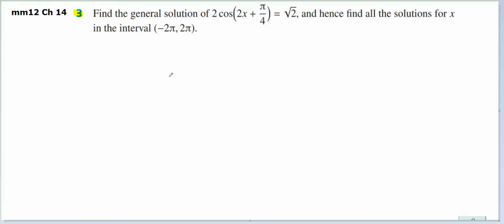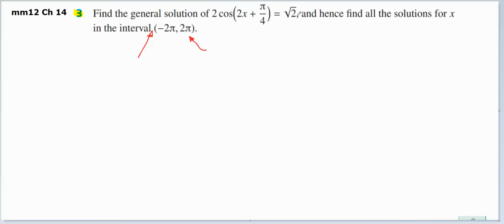This is for Year 11 Methods that comes out of Chapter 14. It's finding general solutions and hence find all the solutions within a particular interval. As I'm looking at it, I've noticed that the interval in question does not include the endpoints, so to be careful about that. Okay, to solve this, I need to strip it back.